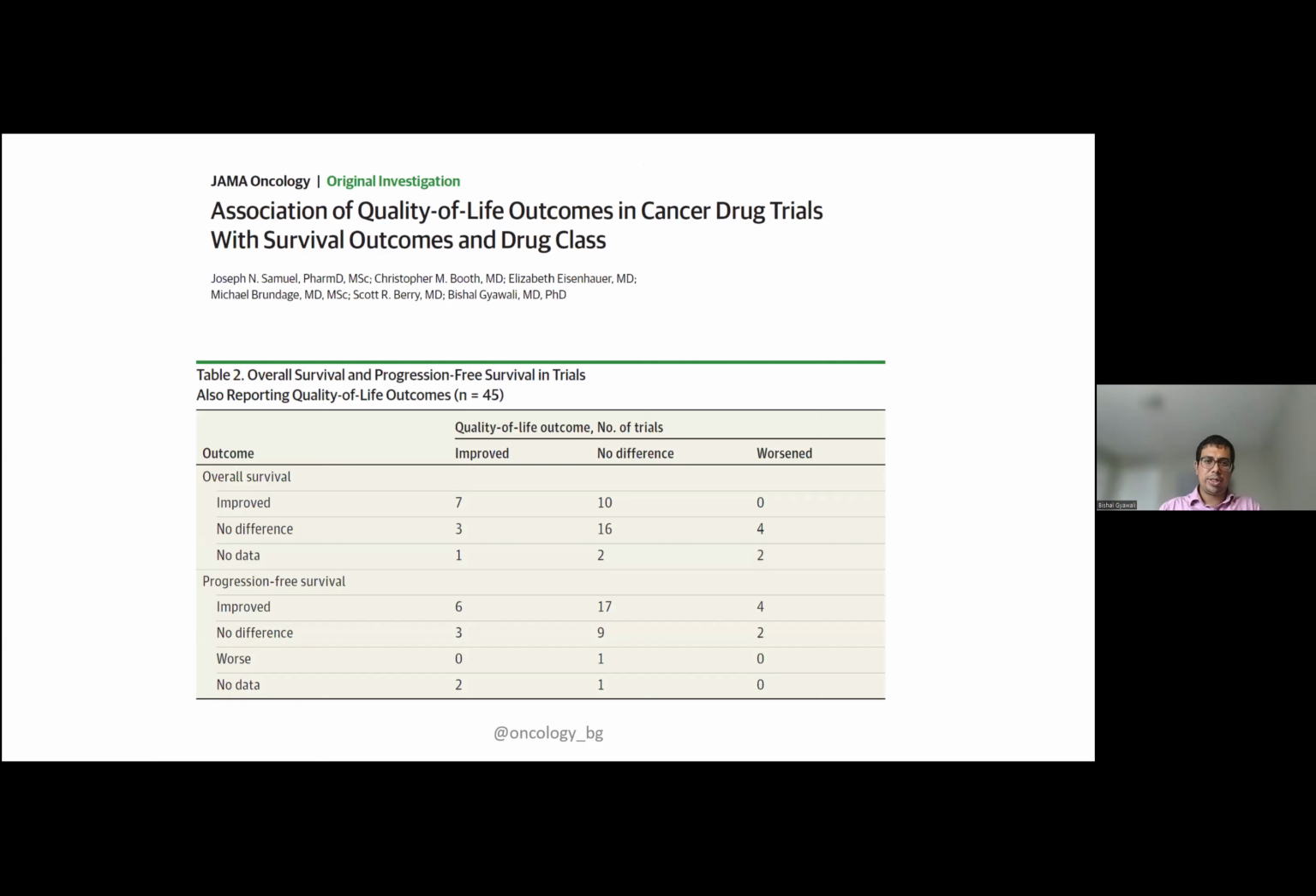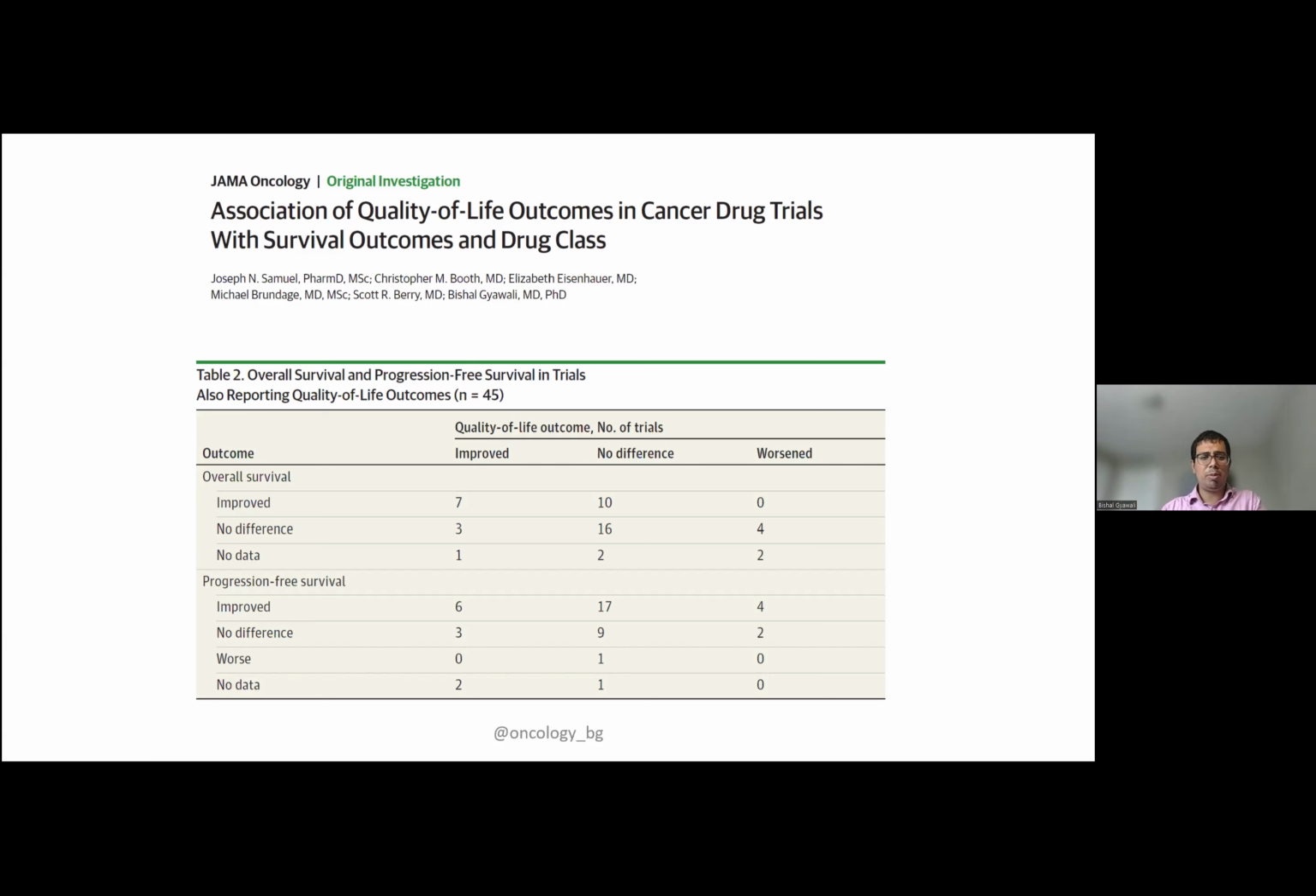And in fact, in one of our recent papers, we looked at the quality of life outcomes and survival outcomes. And as you can see in this table, the reassuring thing is that of the drugs that improved overall survival, none of them worsened quality of life. So that means if a drug has improved survival, you can be confident that it will not worsen your quality of life. It may improve, it may remain the same, but it will not worsen.